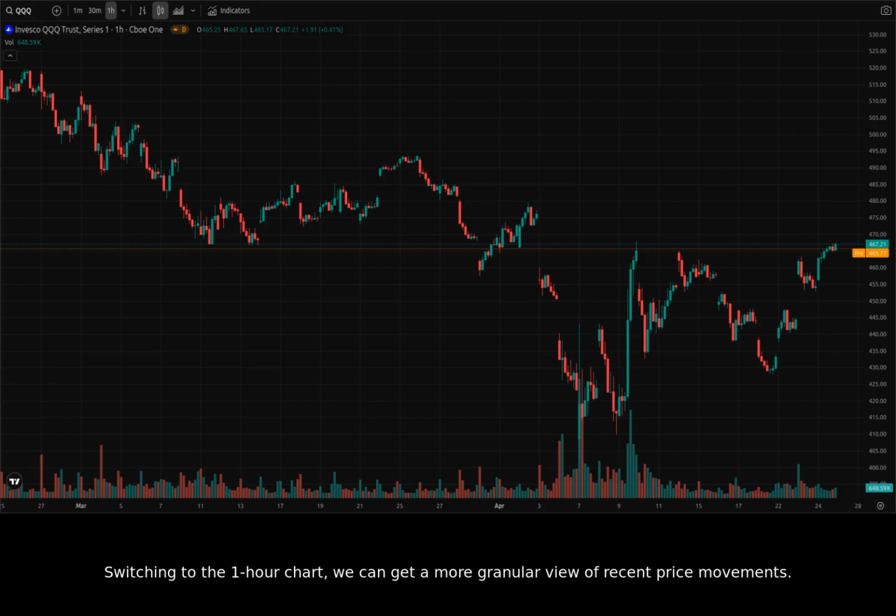Switching to the 1-hour chart, we can get a more granular view of recent price movements. We see some volatility, with some sharp downward moves being bought up quickly. Let's look at the 15-minute chart to see intraday trading signals.